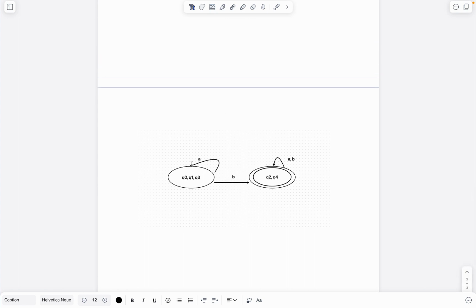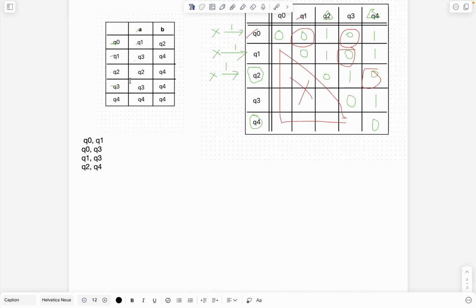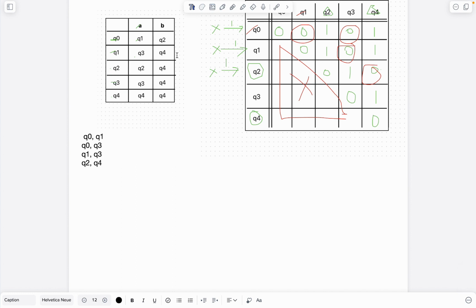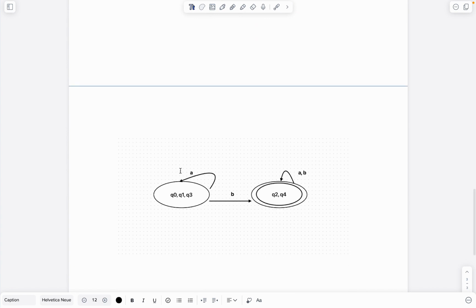So how do we do the inputs again? It's the same. We see this transition table and just go through it one by one. So q0 on A goes to q1. So we are doing q0 on A goes to q1. Similarly, we are just putting the inputs like this.